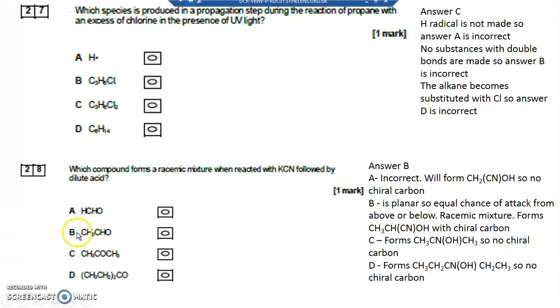Let's just check B out. It's planar, so what will happen is there'll be an equal chance of the CN attacking from above or below to make two different enantiomers, and the CO will become a COH with a CN, so that C will have an OH, a CN, an H and a methyl group.